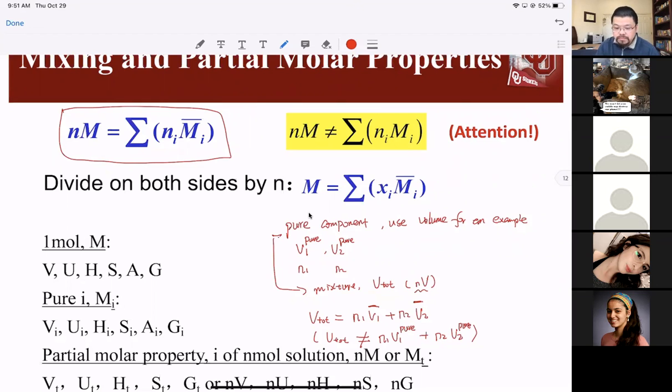Okay. So moving forward for any mixture, in order to calculate the mixture, I have to understand this partial molar property.